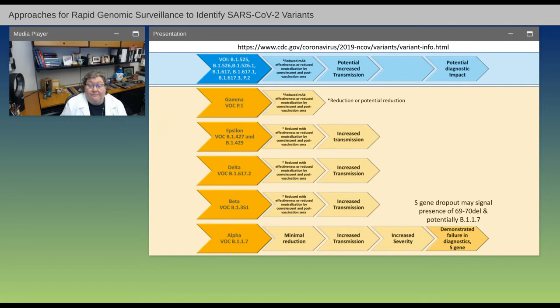And only the Alpha, the B.1.1.7, originating in the UK, has a gene dropout that will cause a failure of some of the targets, but it doesn't cause failure in all of the targets. So it's still not considered an assay that has to be discarded. It can still be used because there are 3 targets in some of the assays that use this particular target.